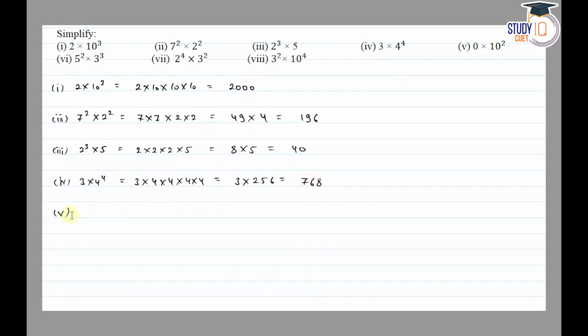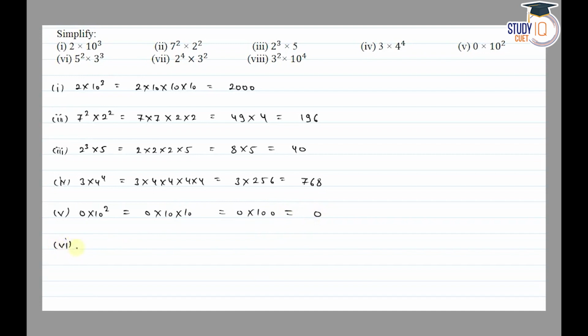The fifth part is 0 into 10 square, which is 0 into 10 into 10. So 0 into 100. If we multiply any number by 0, the result is 0.